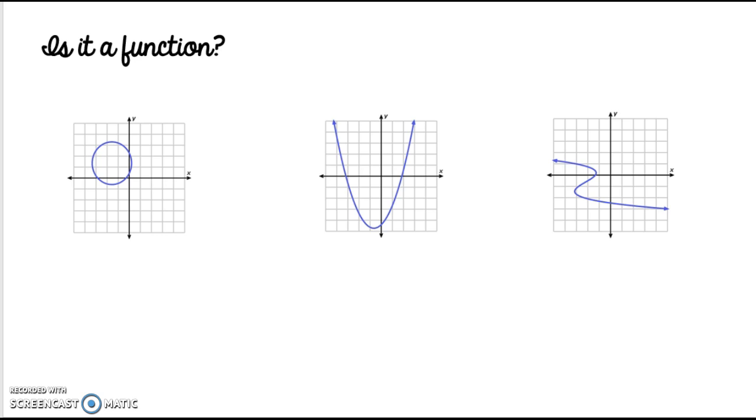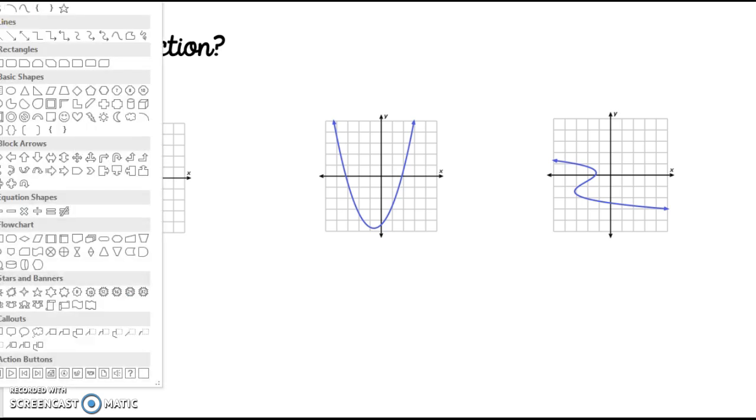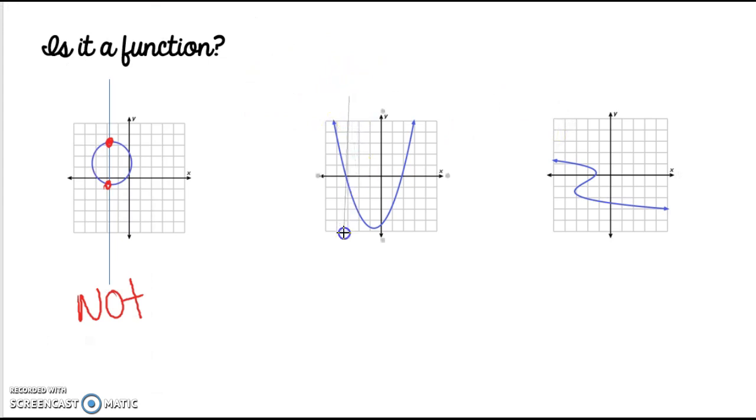All right, so let's go ahead and wrap up part 1 and let's check this out. So this circle here, if I were to draw a line through the circle, it would actually hit it in 2 places. It would be hitting it right here and right here. So this would not be a function. What about this U? And you're going to learn a name for this graph in algebra. If I draw a line, it only hits this graph in one place. So yes, this is a function.